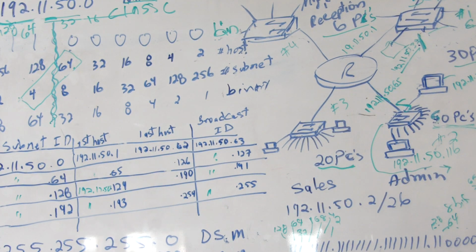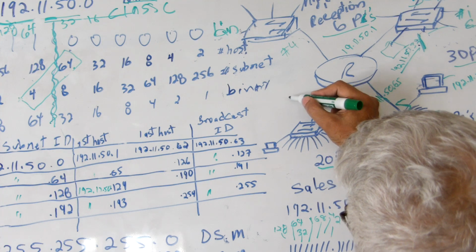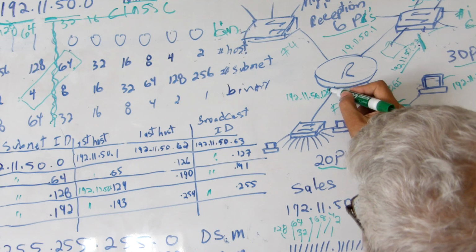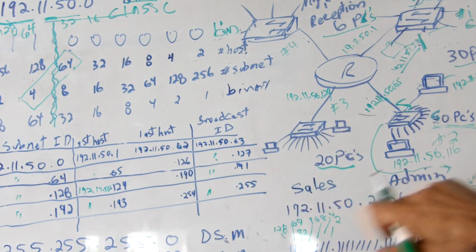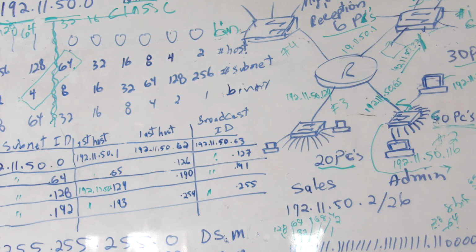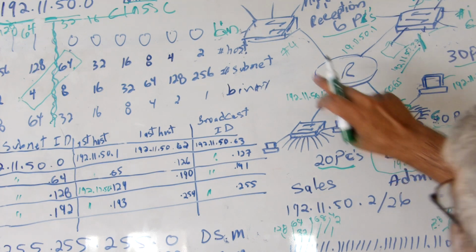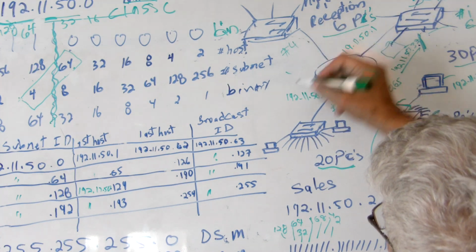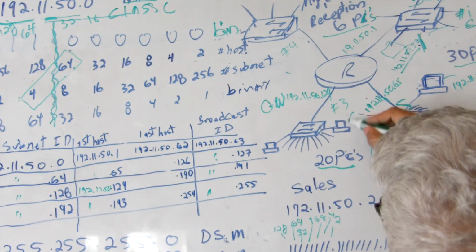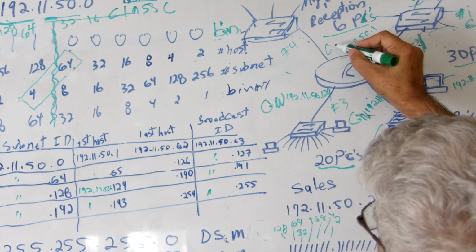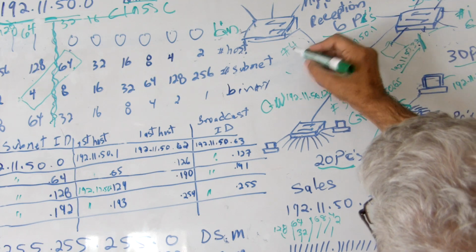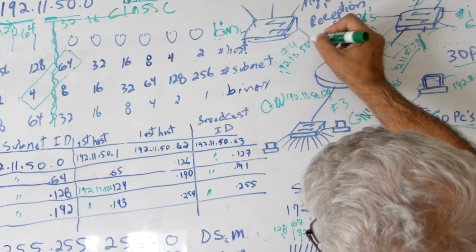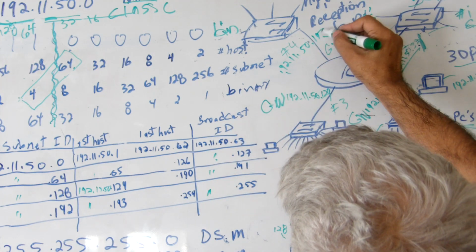So the same for this one. We write the gateway as 192.11.50.129, because you know even the first one, the first address is always allocated for the gateway of this, and the same for this one. These are the gateways, and the gateway for number 4 is going to be 192.11.50.93.